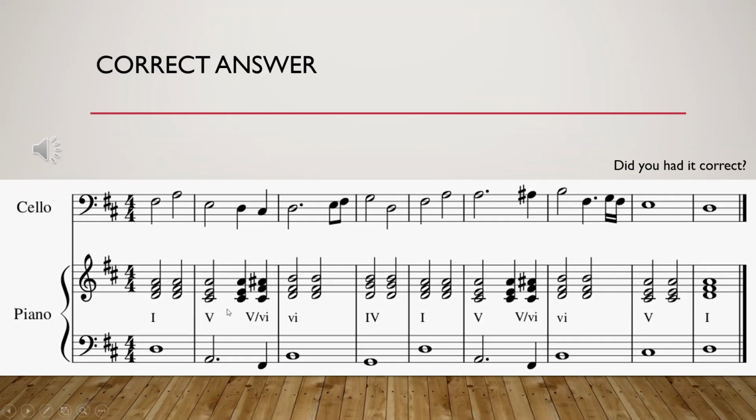We have a 1, 5, 6, 4 progression, but we have our secondary dominant to create more tension towards the 6 minor chord. And it repeats again with 1, 5, 5 of 6 to 6, and we end with a perfect cadence 5 to 1. So let's listen to this piece, so you can hear again how a secondary dominant sounds.